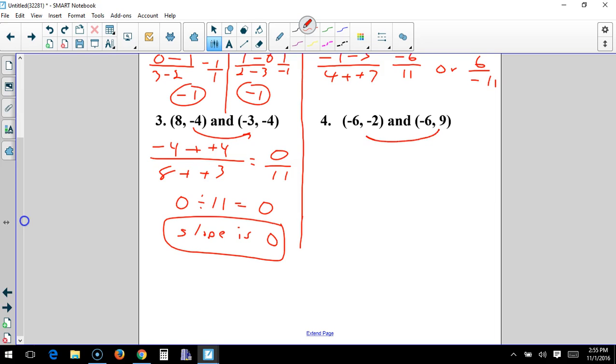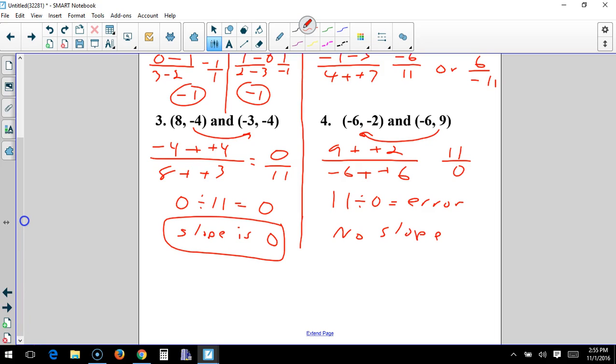So in this one, I'm going to go this direction. 9 minus -2. -6 minus -6. Again with the double negatives everywhere. I end up with 11 over 0. If you type this in your calculator, you will get some kind of error. Why is that? Because we cannot divide by 0. There is no slope.